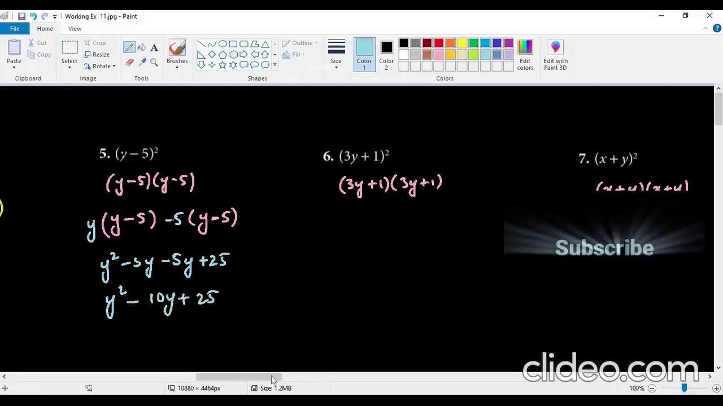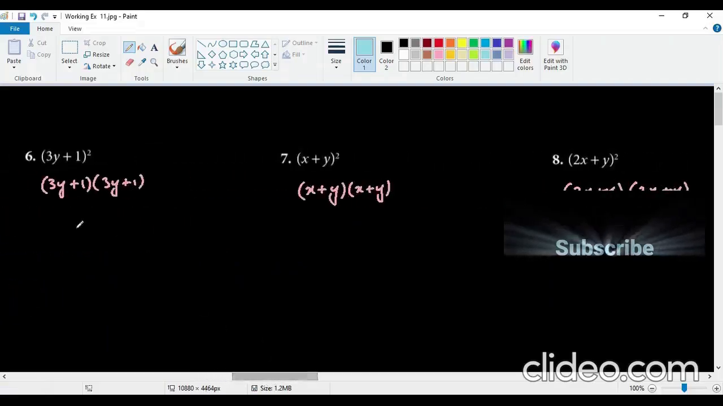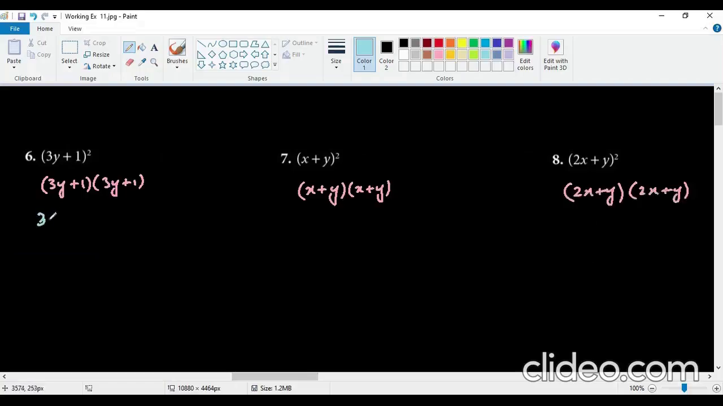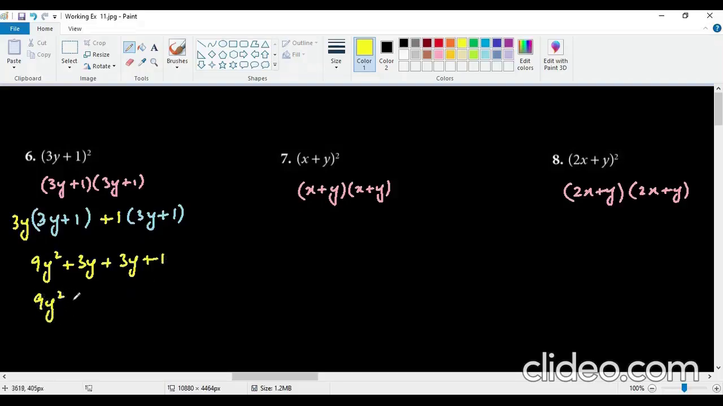Second one, which is question number 6, is going to be 3y plus 1, multiplied twice, first by 3y and second by 1. So it is going to be 3y and plus 1 is going to be here. So it's going to be 9y square plus 3y and plus 3y and plus 1. So final answer for this is going to be 9y square plus 6y plus 1.